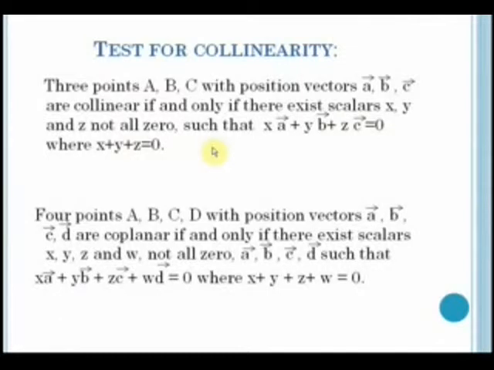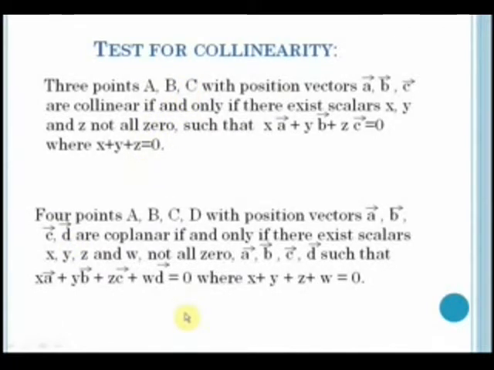Now it says that if we have any 3 points A, B, C with position vectors A, B and C, then they are collinear only if there exist some scalars x, y, z not all equal to 0 such that x times A plus y times B plus z times C equal to 0 and x plus y plus z equal to 0. So the condition between these scalars is x plus y plus z equal to 0. They should not all be equal to 0, and x times A plus y times B plus z times C equal to 0. So if these conditions hold, we say that A, B, C are points which are collinear.